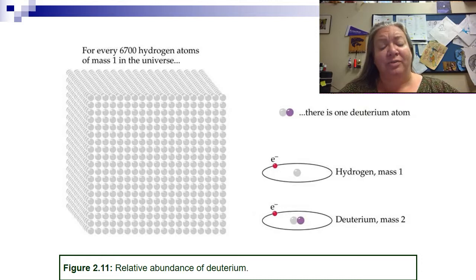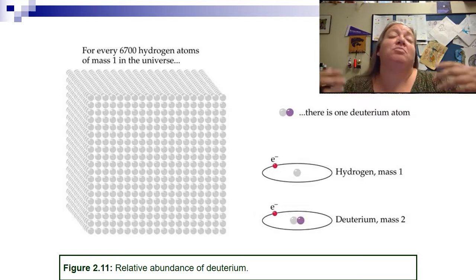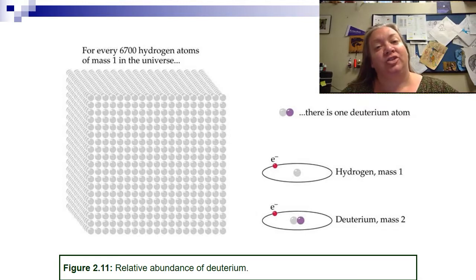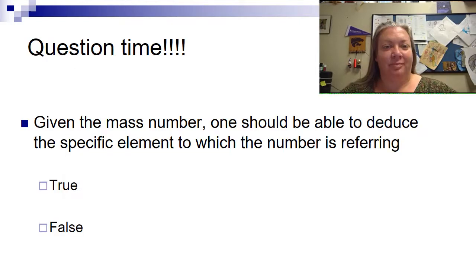Now, with these 3 different isotopes of hydrogen, they're not in equal amounts. Your H1 is much more common than H2, which is much more common than H3. So this slide is supposed to give you a visual of that. It says for every 6,700 hydrogen atoms of mass 1 in the universe, there's 1 with a mass of 2. So it kind of gives you that visual. H1 is much more common than H2. And that can affect your mass, as you're going to find out.